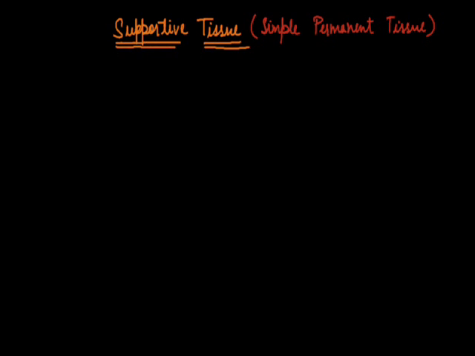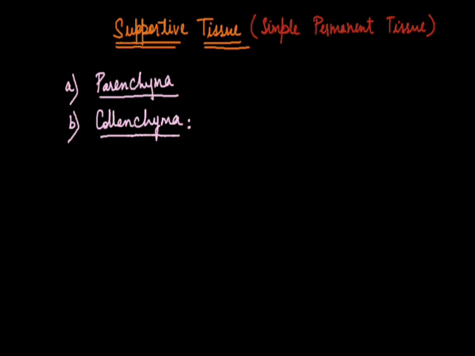Now we have discussed the parenchyma and its types. Now we are going to discuss the collenchyma. The characteristic feature of collenchyma is that it can be called the living mechanical tissue because its main function is to provide support to the plant part. So, collenchyma is also called living mechanical tissue.